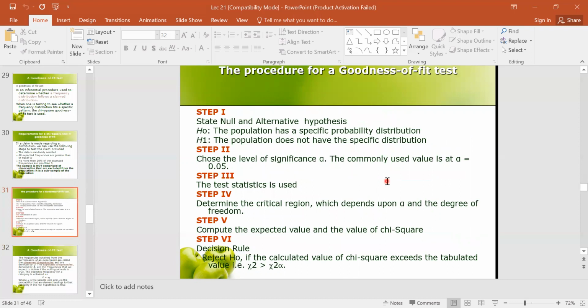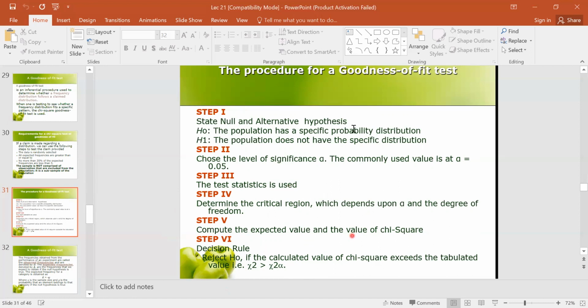At the first step, we have to formulate the hypothesis: the null is that the population has a specific probability distribution, and the alternate becomes the population does not have the specific distribution. The level of significance is 0.05. The test statistic is used here, and to determine the critical region, which depends upon alpha, the degrees of freedom are decided, and we compute the expected value. On the basis of the critical region, we take our decision. So these are the steps to calculate the chi-square goodness of fit test.